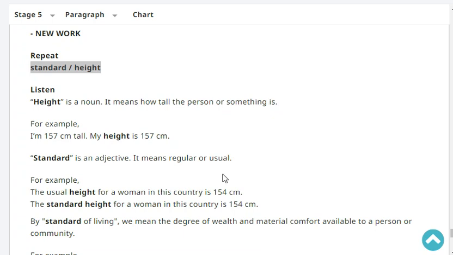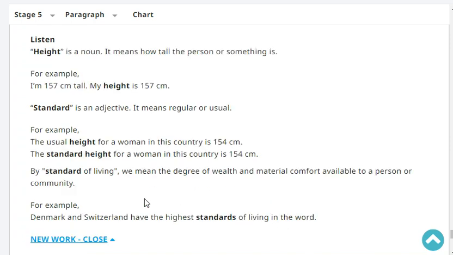Height is a noun. It means how tall the person or something is. For example, I'm 175 centimeters tall. My height is 175 centimeters. Standard is an adjective. It means regular or usual or common. For example, the usual height for a woman in my country is 154 centimeters. Or we can say the standard height for a woman in my country is 154 centimeters.